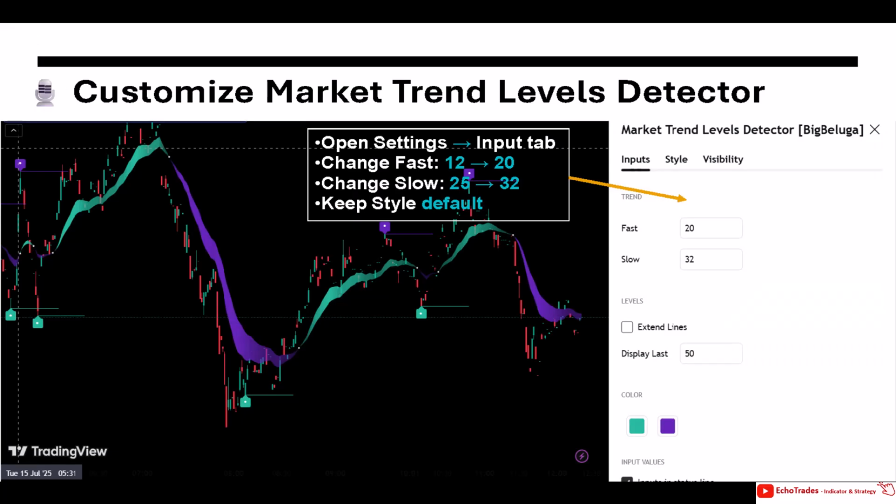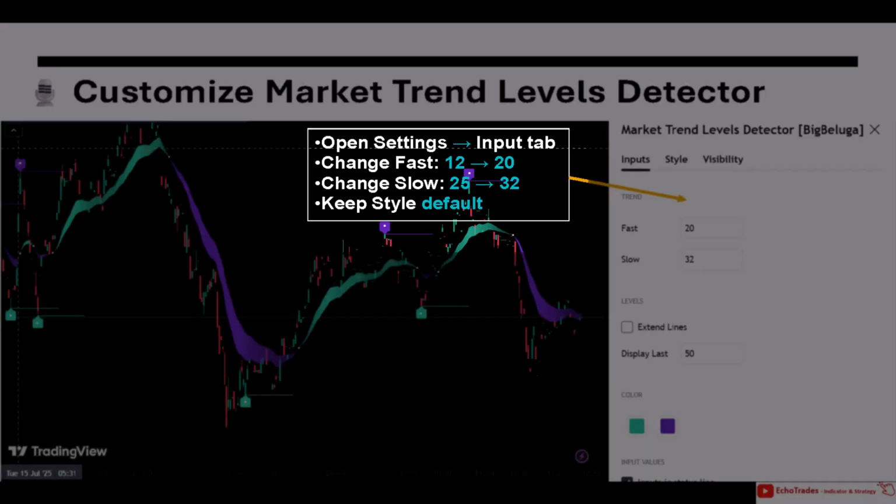Perfect. So let's get straight into it then. First step for you listening, head over to TradingView, click on Indicators, then search for Market Trend Levels Detector. Found it. Okay, add that one to your chart. Right. Now, once that's loaded up, this next part's critical. You've got to tune its engine, so to speak.